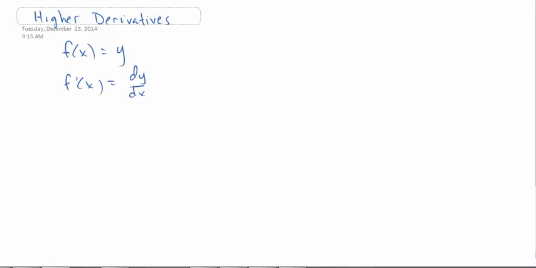So in function notation, we talked about f of x, and that's the same as y. The derivative of that would be f prime of x, or dy/dx, but that's a function, and we could find the derivative of that. We could take the derivative one more time. That's going to be called the second derivative, denoted as f double prime of x, which is equivalent to d squared y over dx squared.